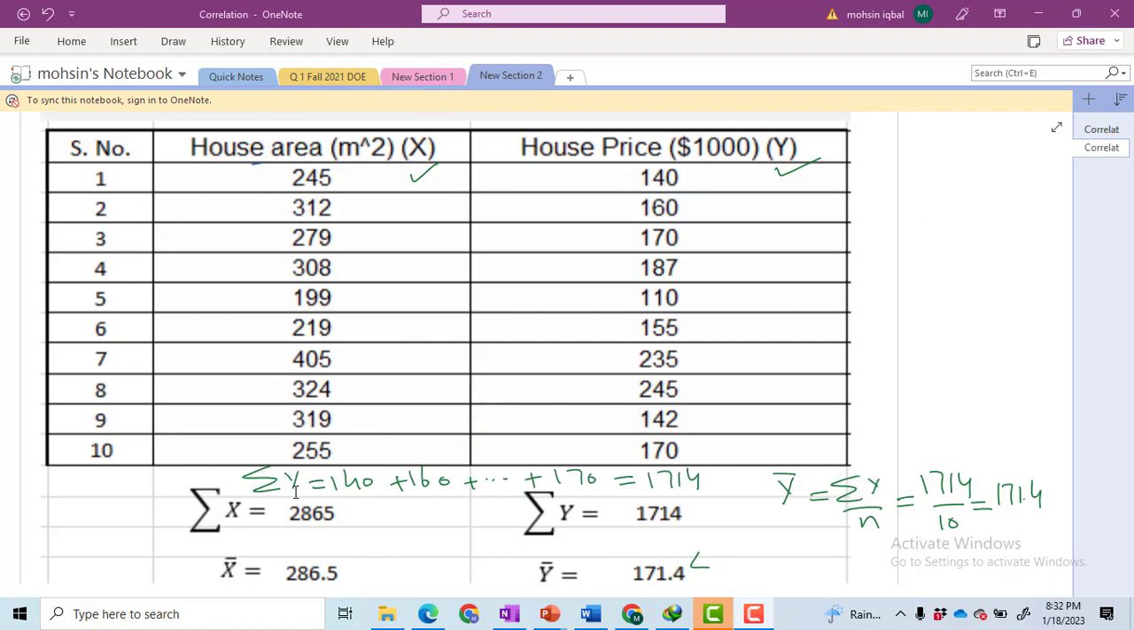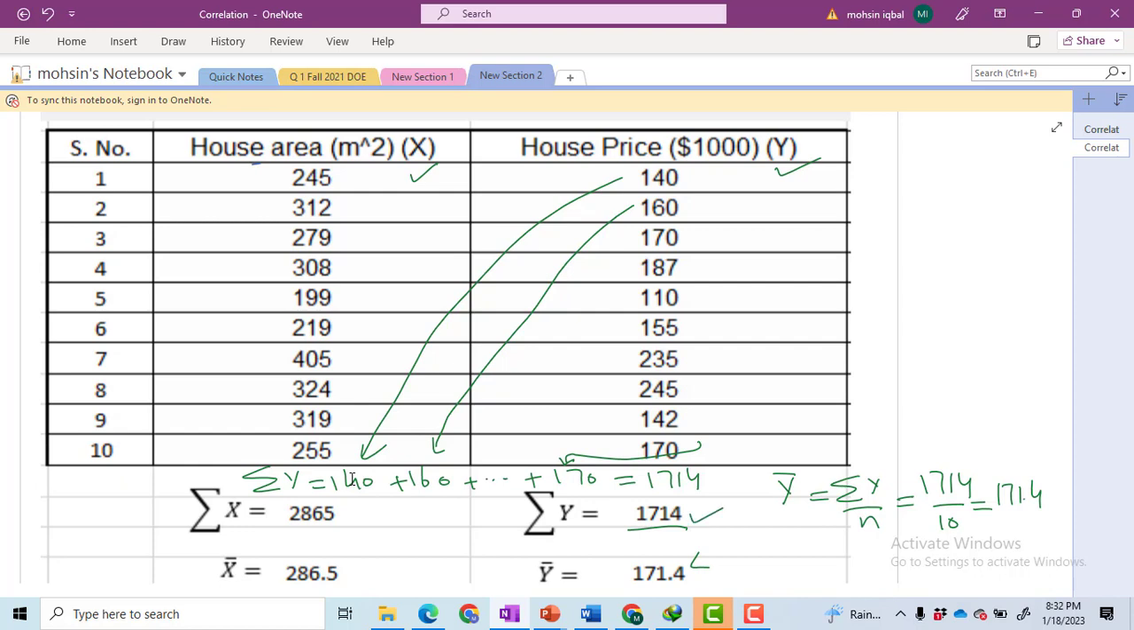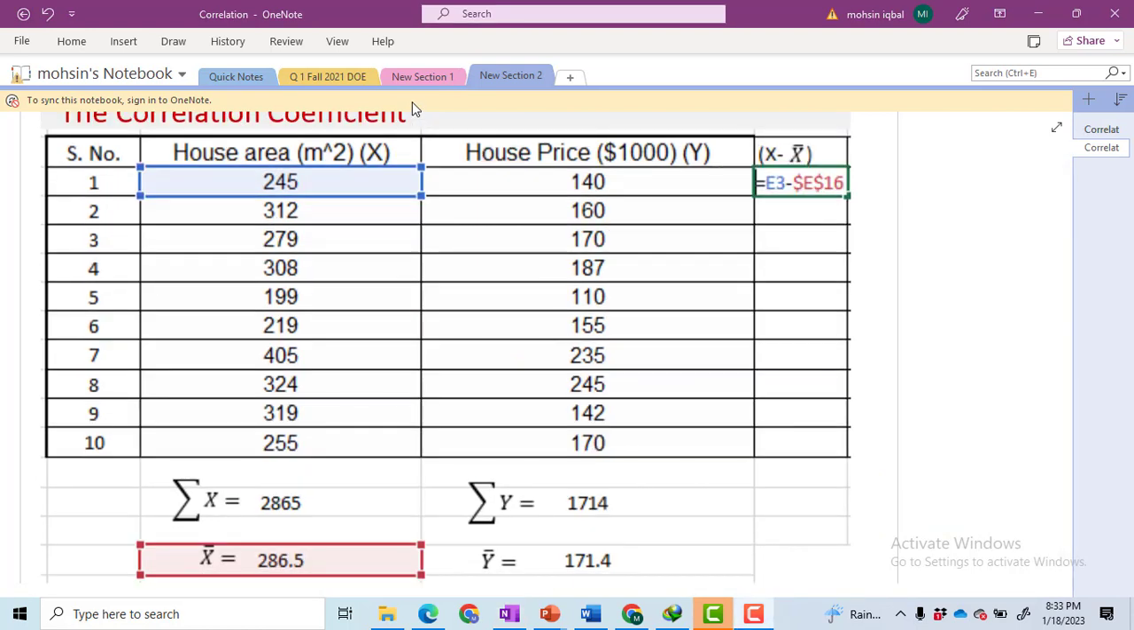In the calculation for Y, I've written the first value 140, then the second value 160. After that, again a plus symbol, 3 dots, then a plus sign, and then the last value 170. This will be equal to 1714. Then I take the mean of Y: summation of Y divided by N. Summation of Y is equal to 1714, divided by N equal to 10, since we have 10 observations. I got 171.4.